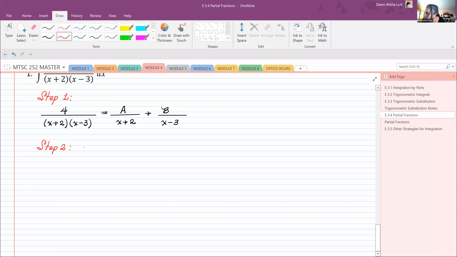Step 2. What are the roots of the denominator? X equals what? X equals square root of 2. Oh, you're making it way too hard. Is it -2 and 3? Yeah, just -2 and 3.